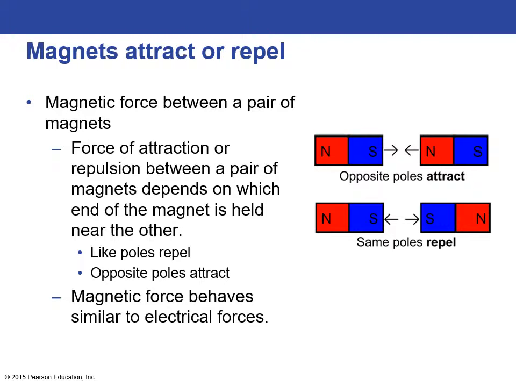Magnetic forces behave really similar to electrical forces. Just like in the atom, protons and electrons attract each other because they're opposite charges, and electrons and electrons or protons and protons will repel each other because they're the same charge.